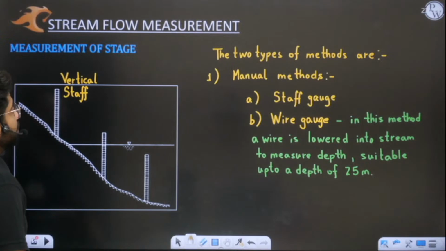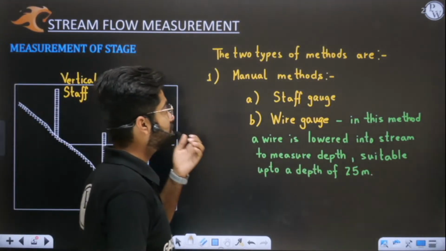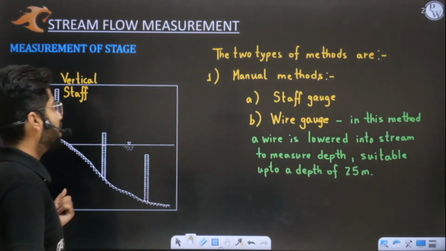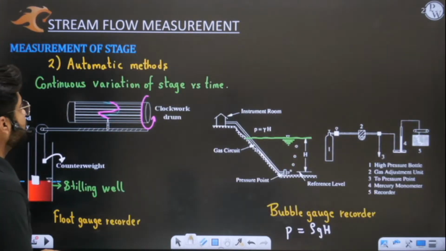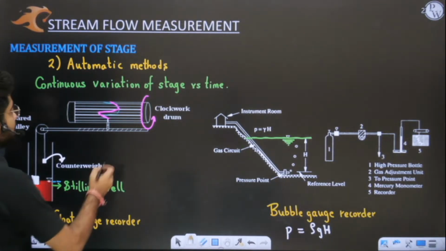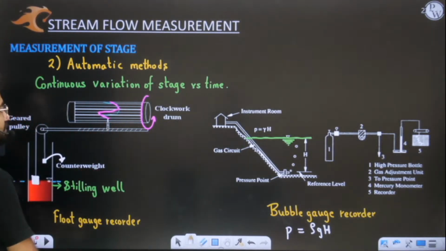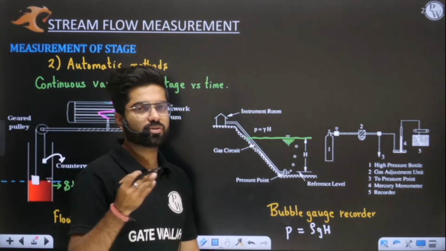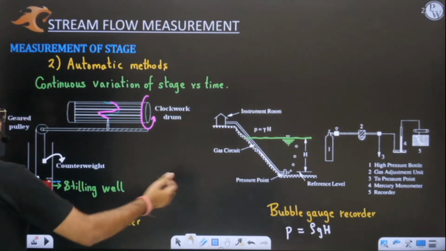Then we discussed stage, velocity and discharge. In stage, we have manual methods, in which we have staff gauges and wire gauges. After this we discussed automatic methods, in which the stage graph with respect to time is plotted automatically, that is, the variation of stage or simply depth with respect to time. We have the bubble gauge and the float gauge.